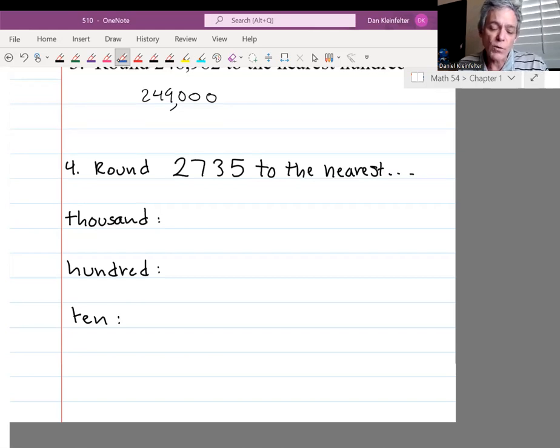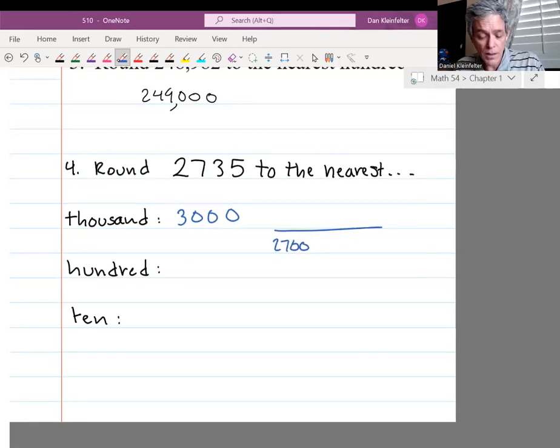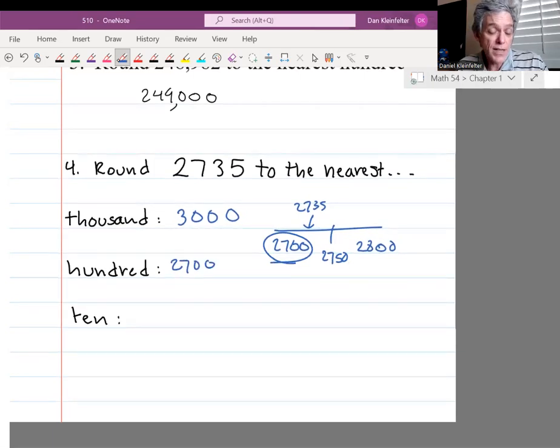All right, so we want 2,735 to the nearest 1,000. So 2,735, that looks like it's pretty close to 3,000. It's definitely closer than it is to 2,000. To the nearest 100, is it closer to 2,700 or 2,800? Well, 2,735 is under 2,750. It's closer to 2,700.